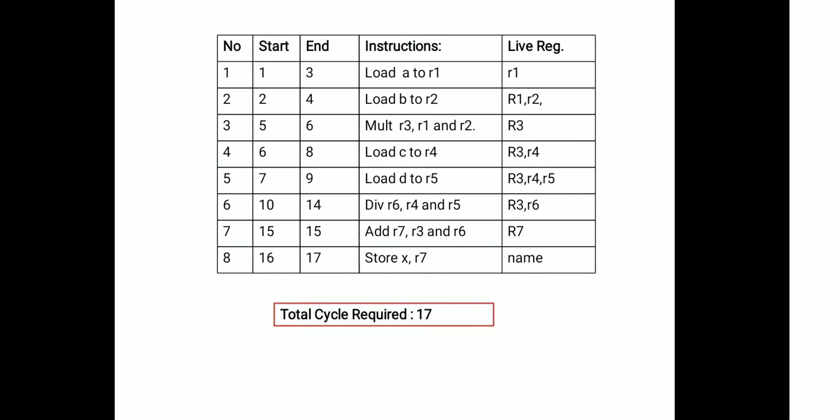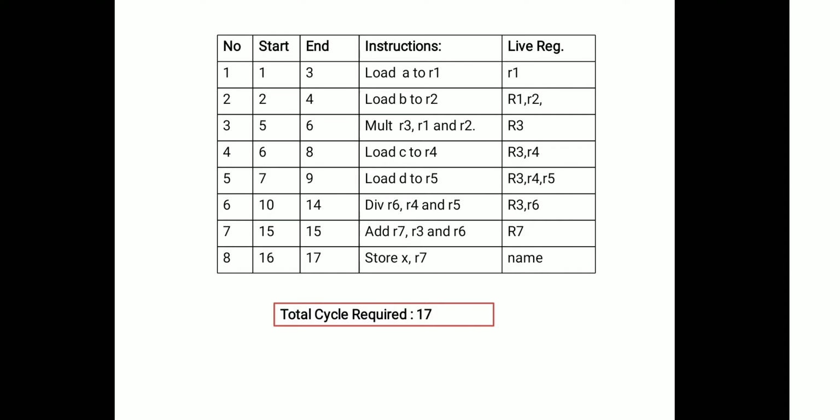Now the next one, load C to R4, is completely independent. So while the last instruction starts at 5, this will start at 6, because it is completely independent. So simultaneously it is possible to start. Again it requires 3, so 6, 7, 8. The next instruction is again independent, so we start it from 7, simultaneously, and it runs 7, 8, 9.